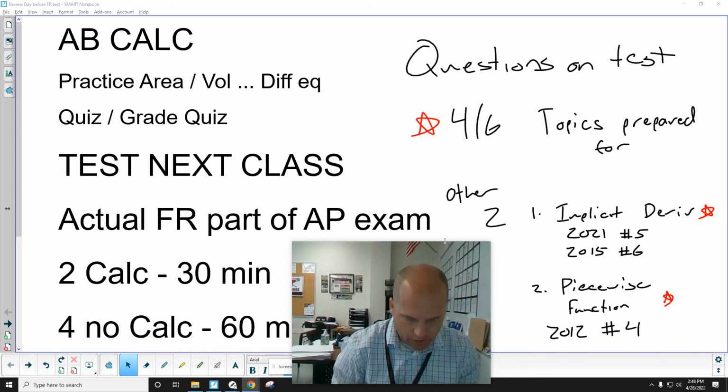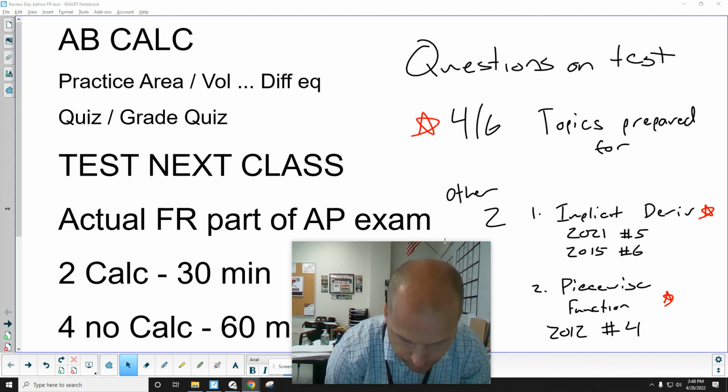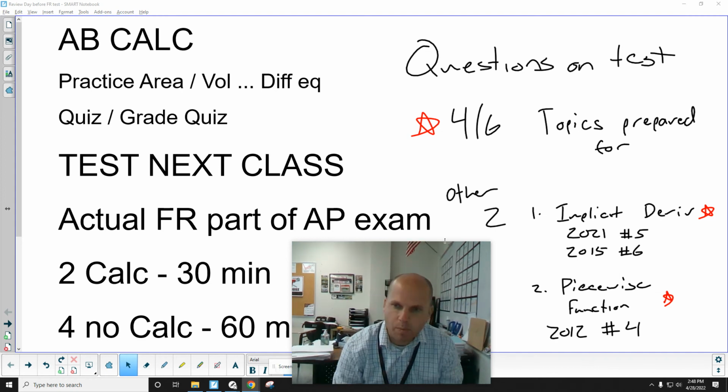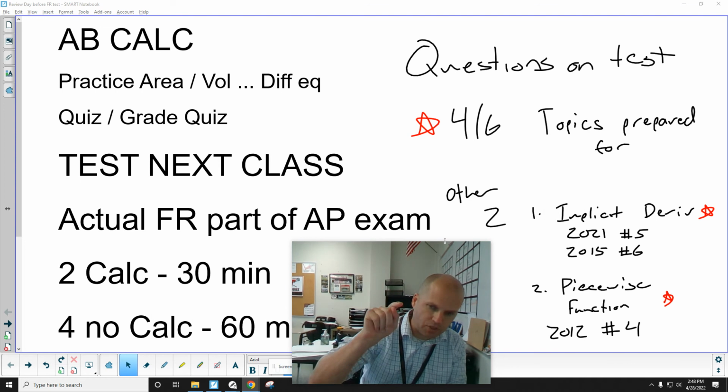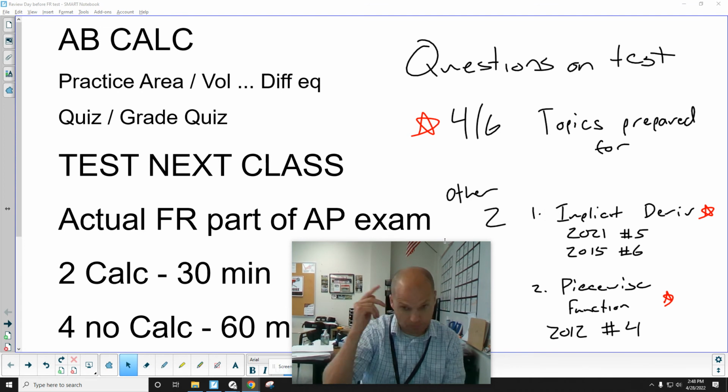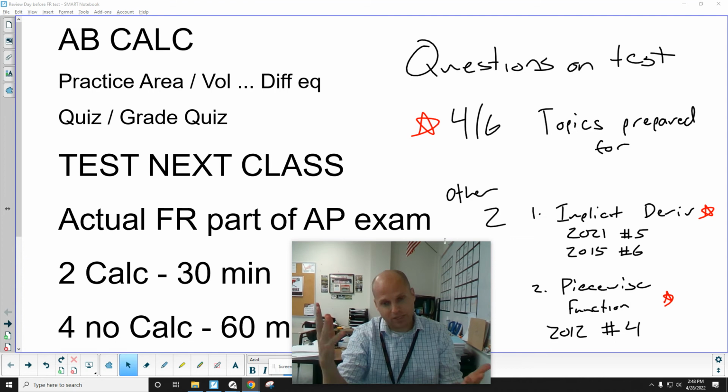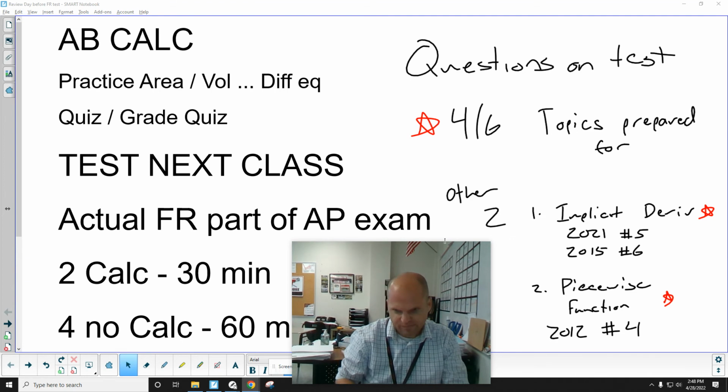Told you what you're going to see on your test. 4 of the 6 topics you've prepared for. There's going to be an implicit derivative. There's going to be a piecewise function. Something that you haven't prepared for, but I'm telling you that it's going to be on the test. So let's do the problems that could help us prepare.